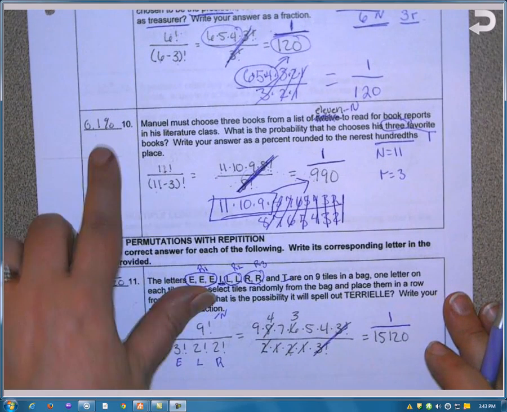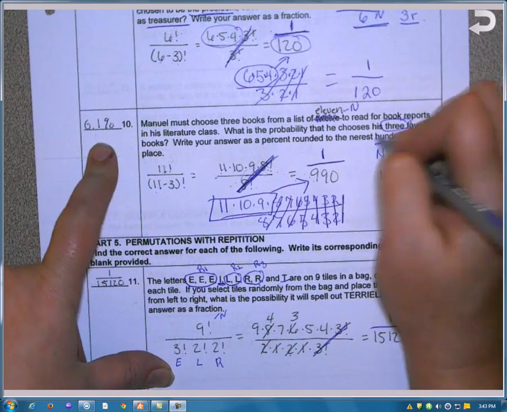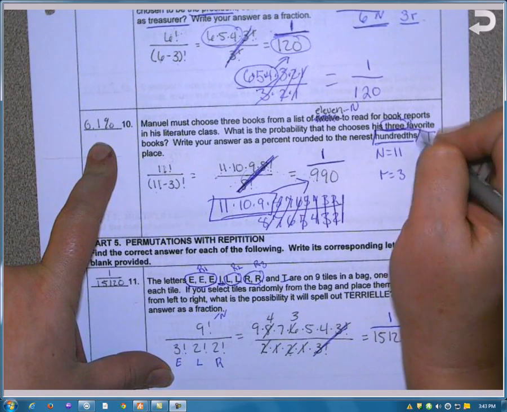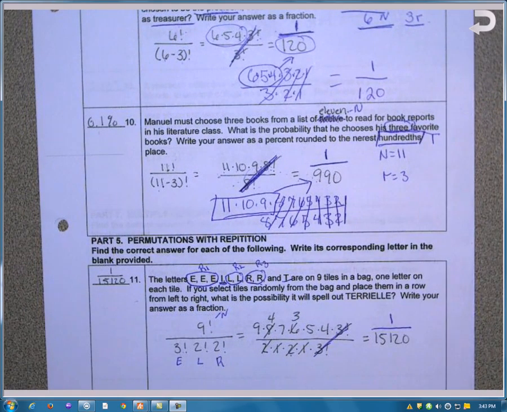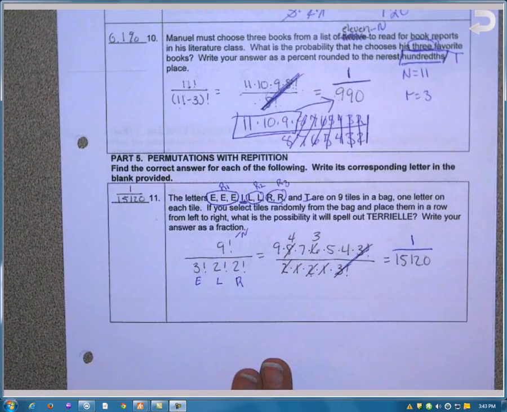And then you're going to turn it into a decimal. Make sure you're answering the question. If you put in a fraction as the answer, it will be wrong.